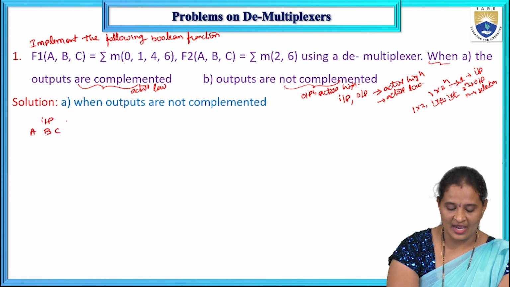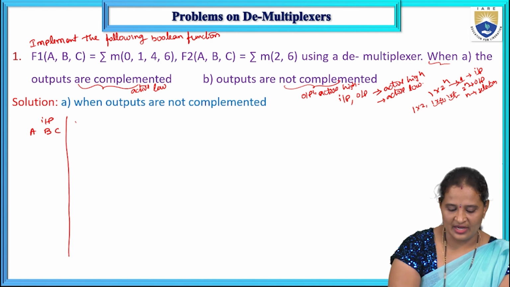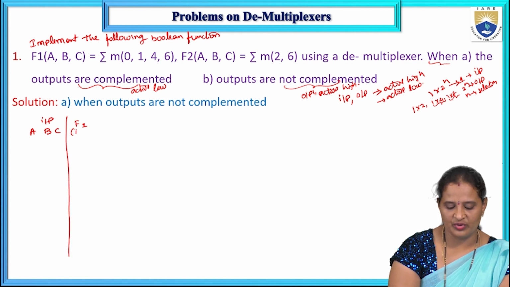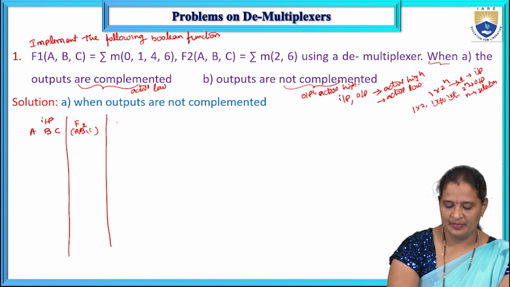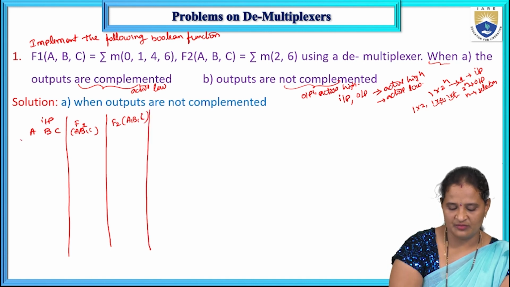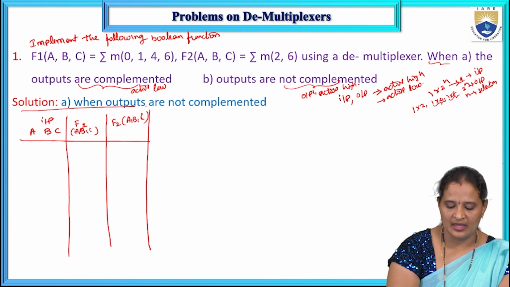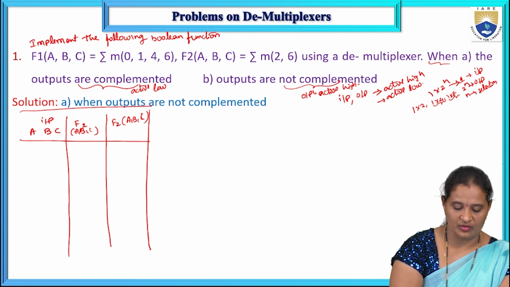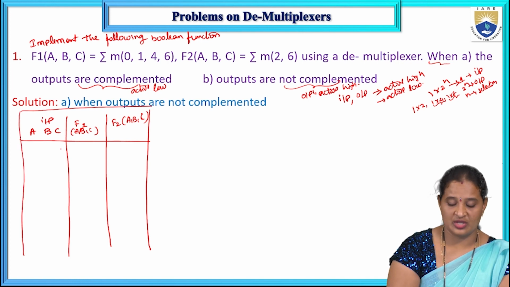We can have 8 possible combinations. Let us try to write down the function output f1(a, b, c) and similarly f2(a, b, c). So for the given Boolean expression, first we need to write down the truth table. So what we are doing, we are drawing the truth table here.